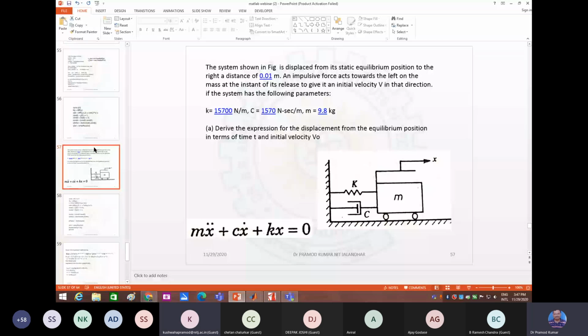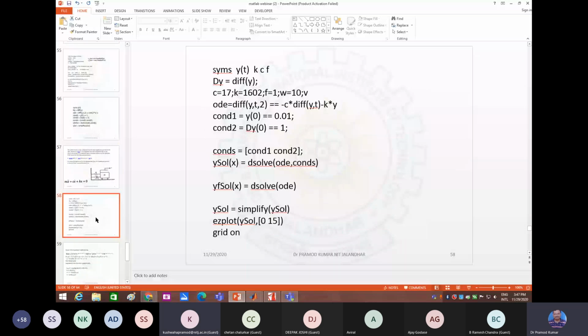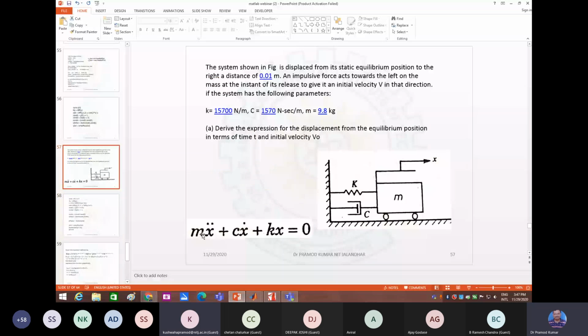Now let us, yes. Now we will define the equation m x double dot. The double dot is the second order of differentiation. This is the first order of differentiation, and this is simple linear.